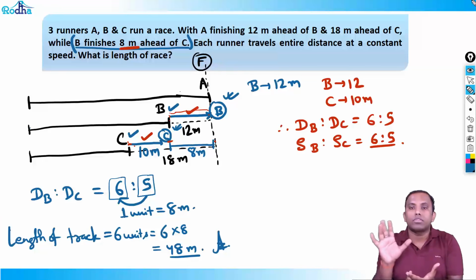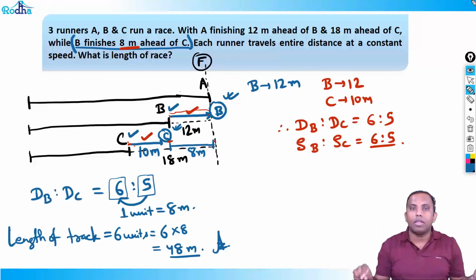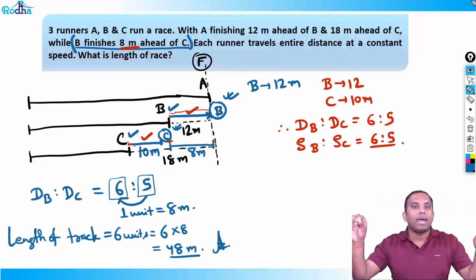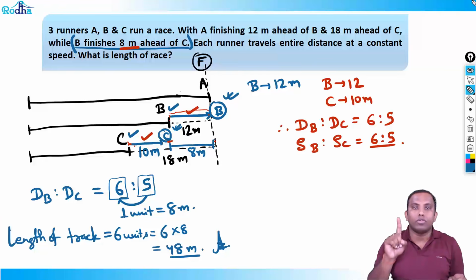What is the distance ratio? 6:5. Then the speed ratio will also be 6:5. That's fine, but we can solve this question by the distance ratio only. So I know the distance ratio is 6:5. When B has completed the race, in terms of ratio, B has covered 6 units, which is the entire length of the track. Then C has covered only 5 units. That means in a full race, B can beat C by 1 unit in terms of ratio.